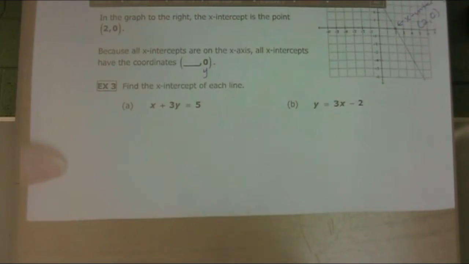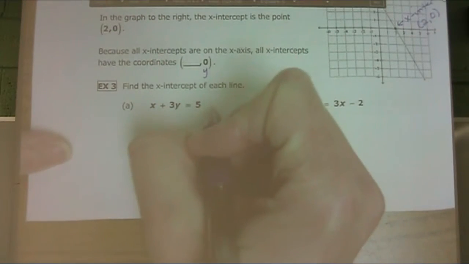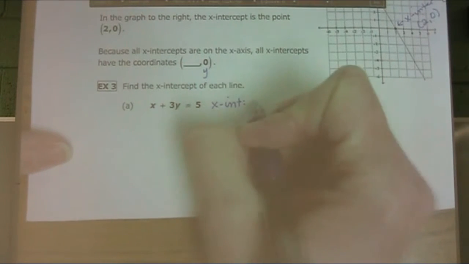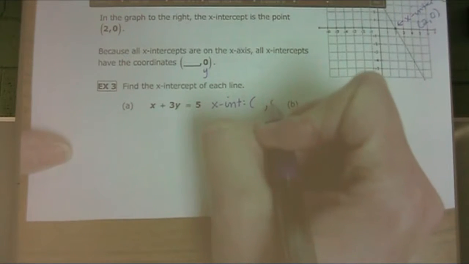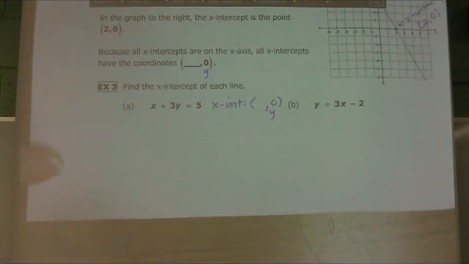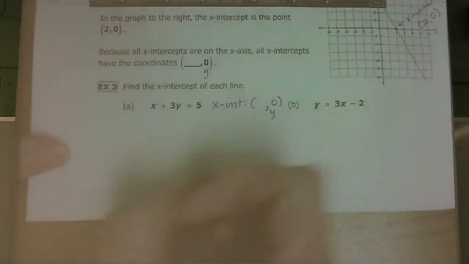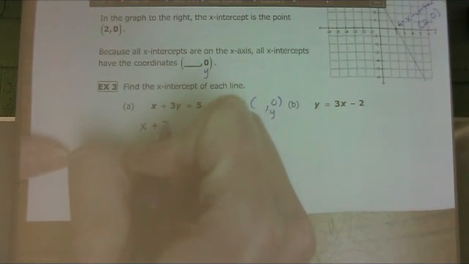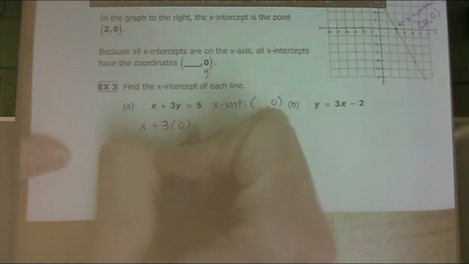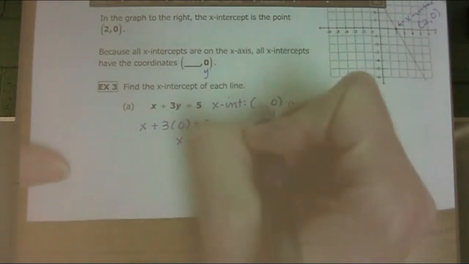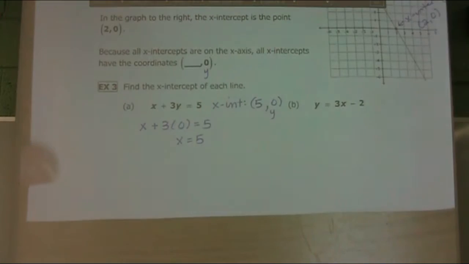So what we're going to do, our x-intercept is the point something, 0. Remember, that y is what is 0. So we're going to plug y equals 0 into this equation and solve. So I have x plus 3 times 0 equals 5, gives me x equals 5, and the x-intercept is the point 5, 0.